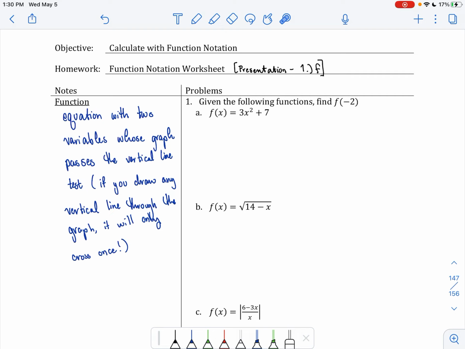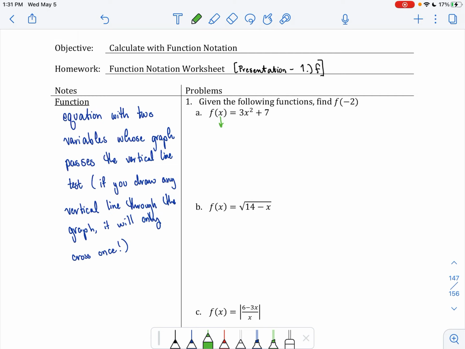So function notation looks like two letters, one on the outside, one in parentheses. And what this tells us is that it's a function and what the variable is. So here this says, I'm a function that uses the variable x. So given the following functions, find f of -2. And that's how we would read this. We say f of -2. So function with -2 in it.